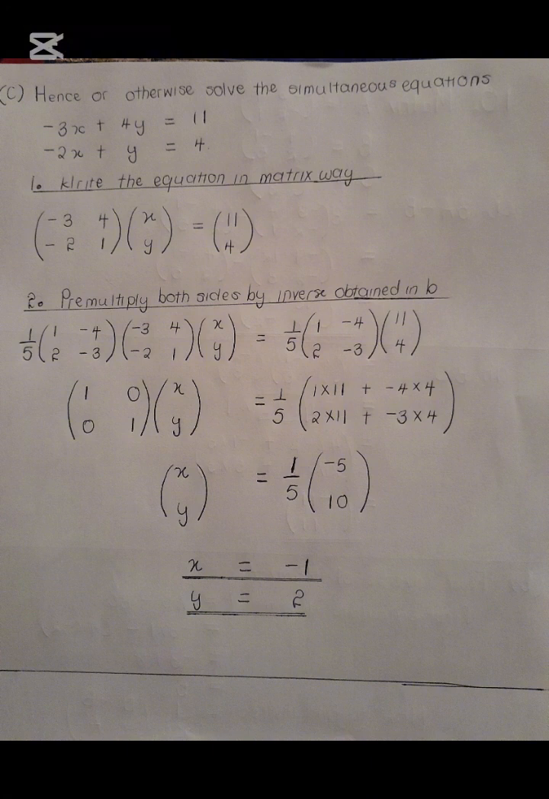After that, we are going to multiply by the scalar that is outside the brackets. 1/5 times minus 5, we get minus 1. 1/5 times 10, we get 2. So our x is going to be minus 1, and then y is going to be 2. We have solved the simultaneous equations using the matrix method. So that was all about number 10 that was in June 2025.